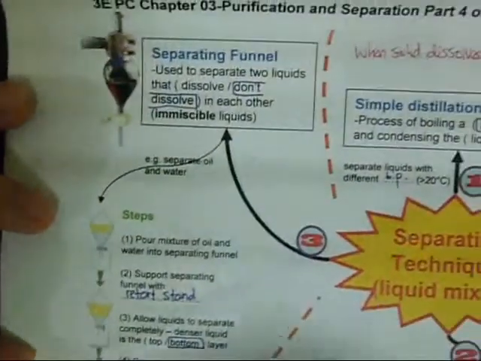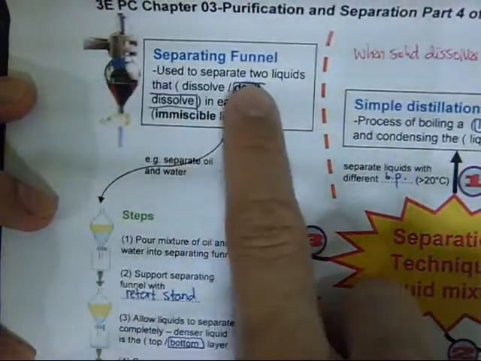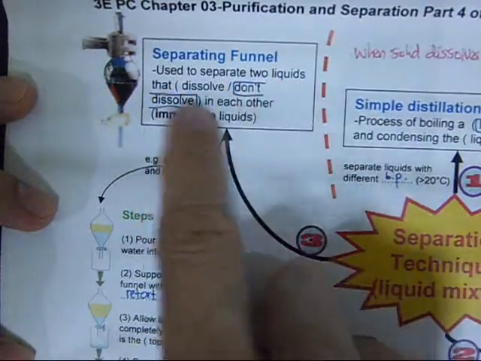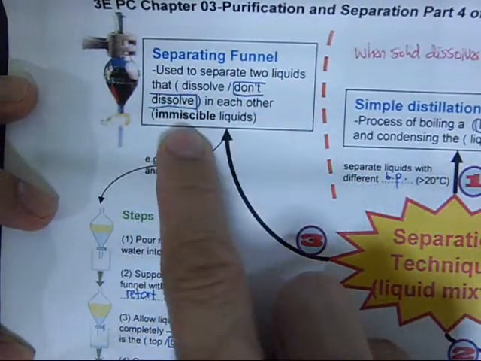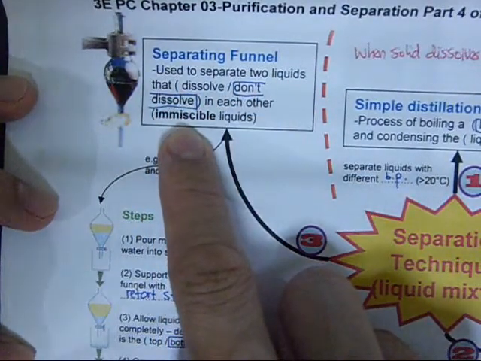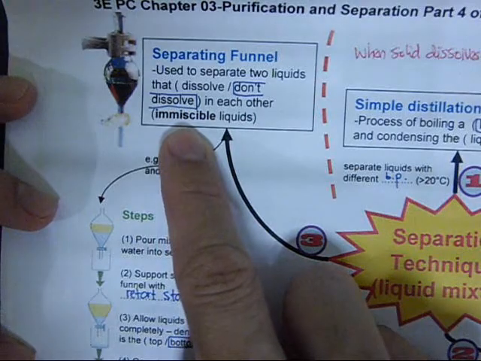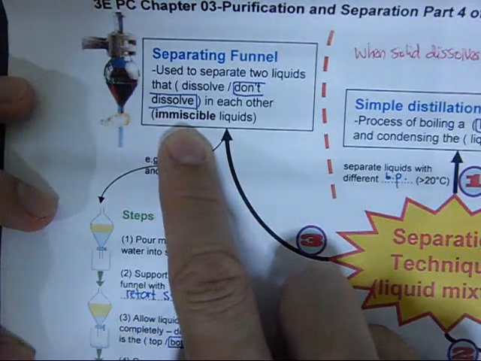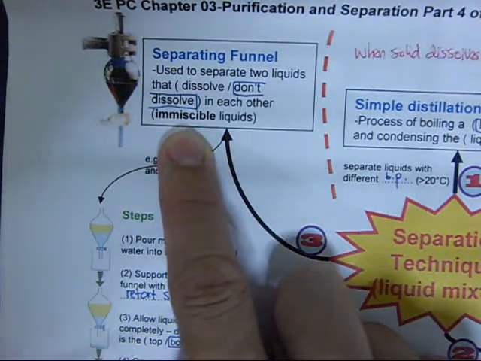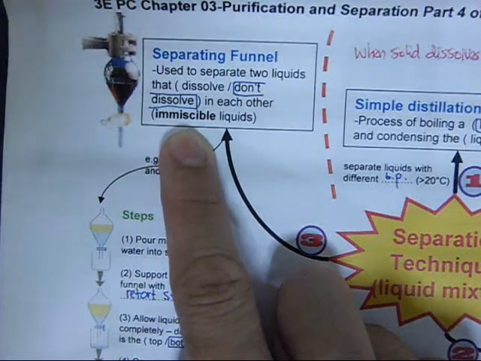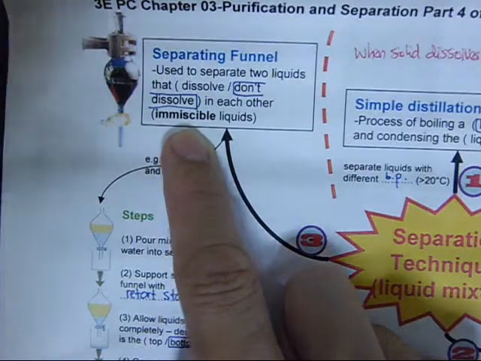And then the separating funnel is basically to separate two liquids that are not miscible. For miscible liquids, you use fractional distillation. For immiscible liquids that don't mix together, for example, oil and water don't mix together, in order to separate them, you need to use a separating funnel. And these are the steps.